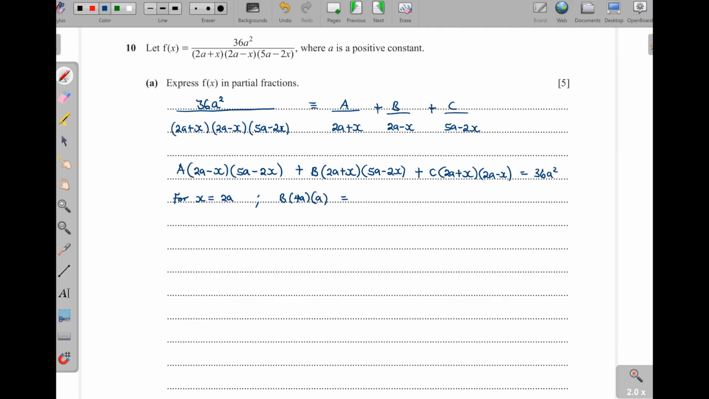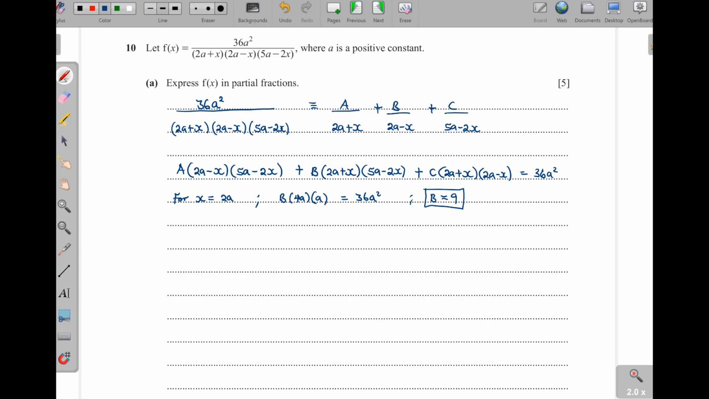Then this side, you are getting 36a squared. There is no x this side, so you just equate to that constant. Now this a squared, of course, will cancel with the a squared here. Then you divide all through. You have 4a squared here. So when you divide 36, then it will give you a 9. So our B is therefore going to be equal to 9.